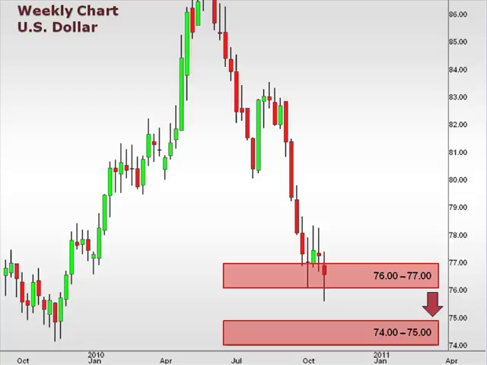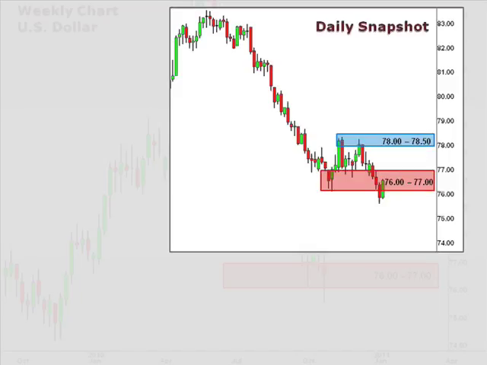Now, the daily chart reflects a bullish reversal candle on Friday, suggesting that we should see some positive follow-through this week. However, the 78.5 level remains a significant overhead resistance on the daily chart.